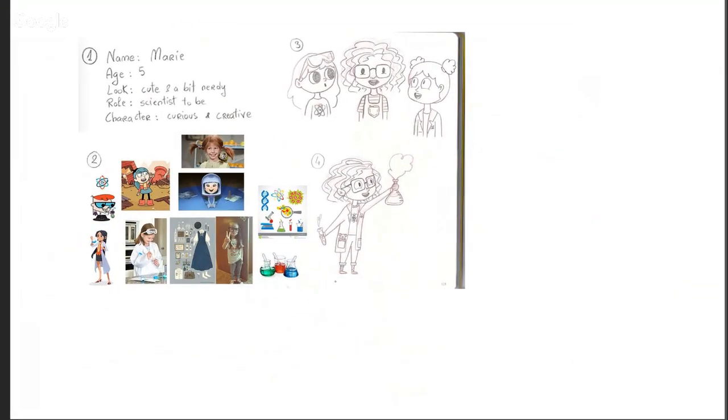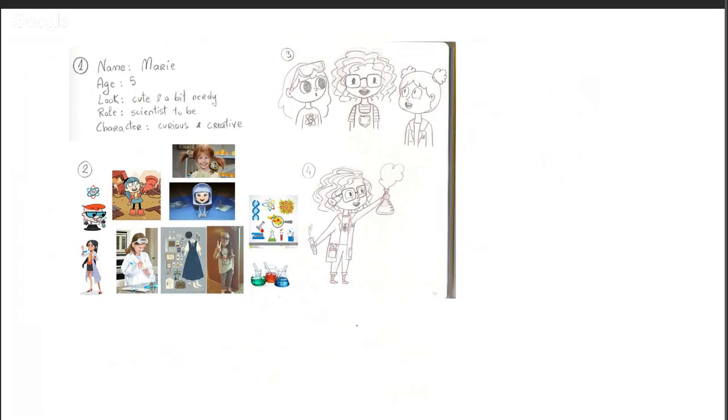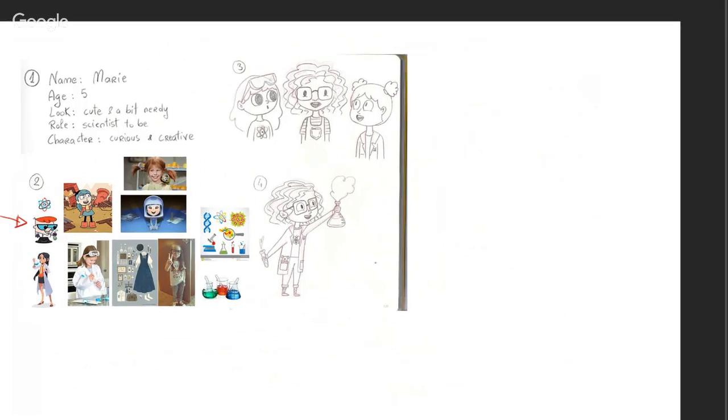Oh, you're Anna. Hi, Anna. Nice that you're in class. So, do you want to go for a bit of the stylized style, like Dexter or something? So then we can look at it. So let's take this character. So you've chosen this one.